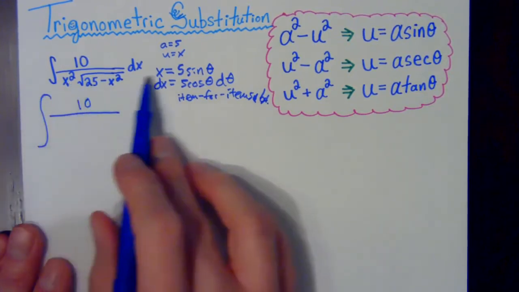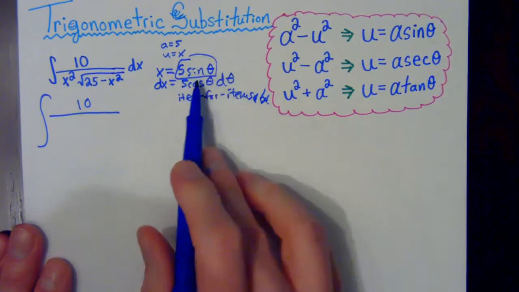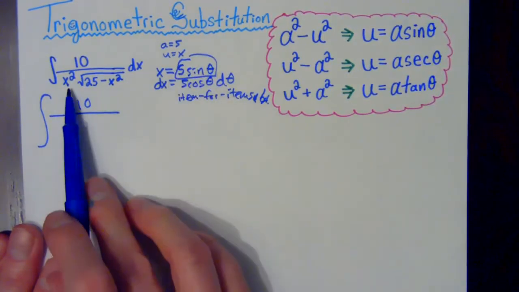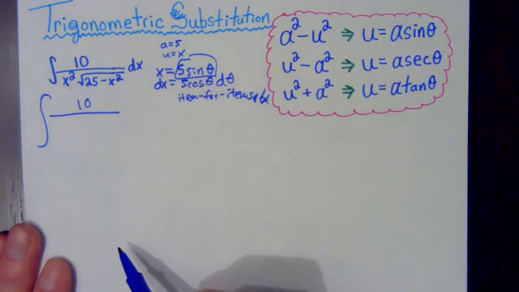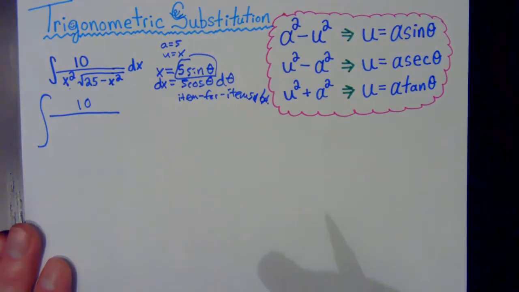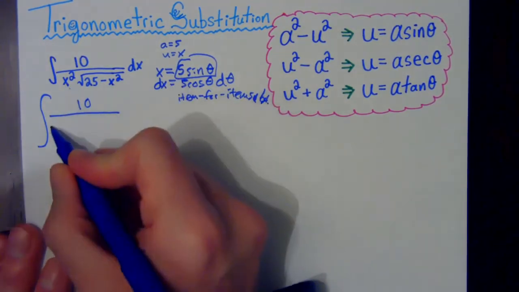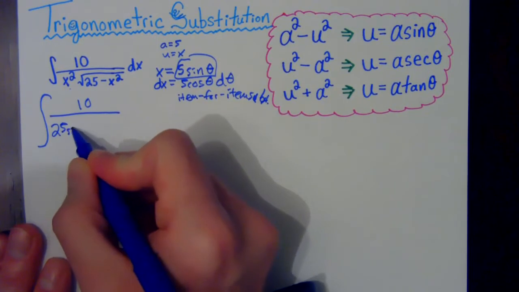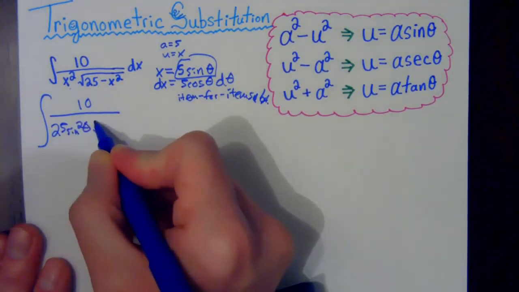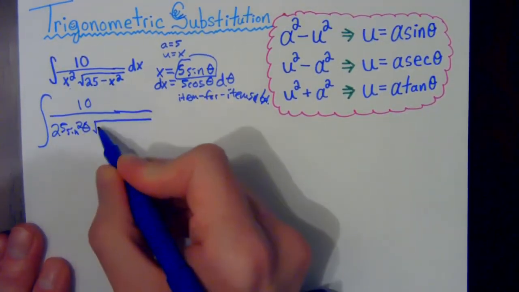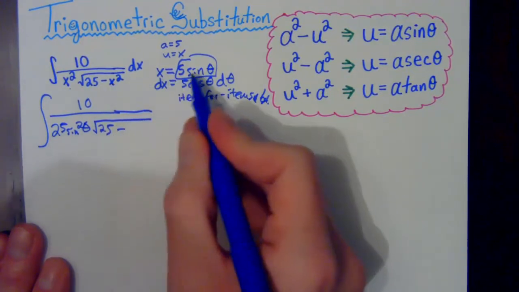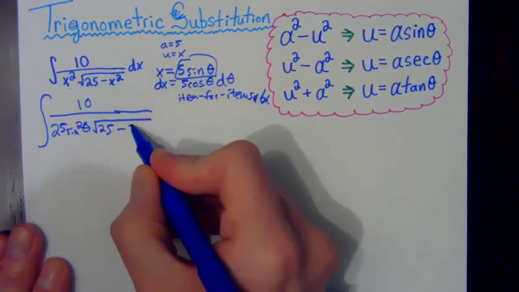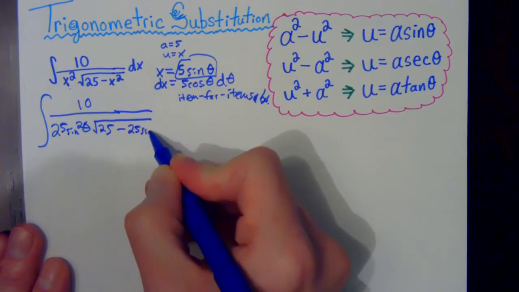Now we have this x squared. My x is equal to this, so I'm going to take that 5 sine of theta and insert that for all the x's in my original integral. We're inserting trig into the problem. When I plug it in and square, that'll give us a 25 sine squared. And then we have the square root of 25 minus that x squared. Again, this is my x. I'm going to plug it in there and square it, and I'm going to get another 25 sine squared theta.